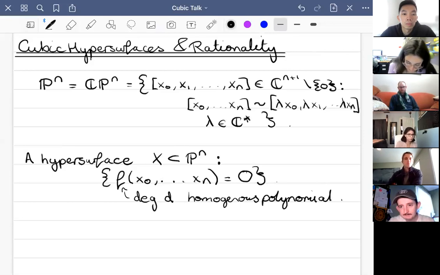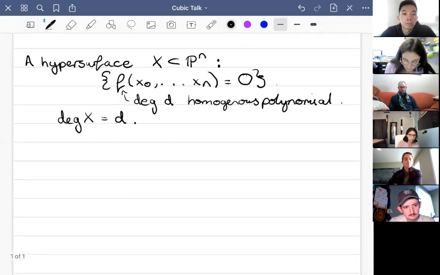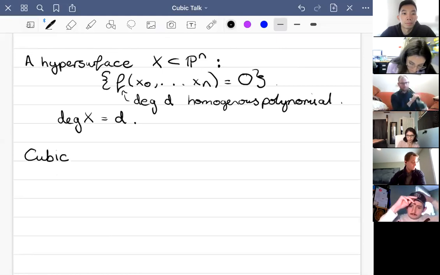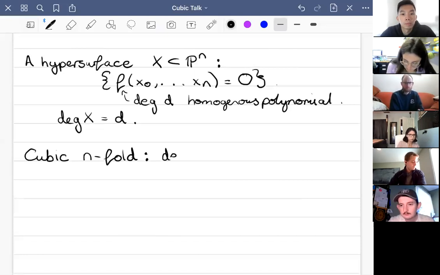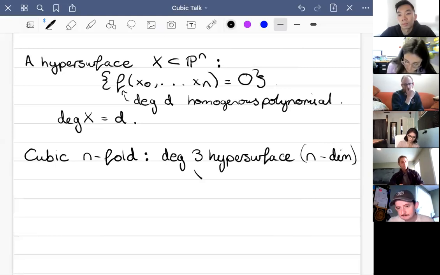And this f here is going to be a homogeneous polynomial of degree d. Here we also say that the degree of X is just the degree of the polynomial that defines X. All right. So the main object of this talk is going to be degree 3 polynomials. When I say a cubic, like a cubic n-fold, this really just means a degree 3 hypersurface that is n-dimensional. That just means it's sitting inside projective space of 1 dimension higher.